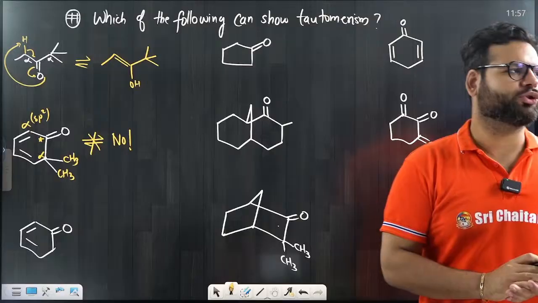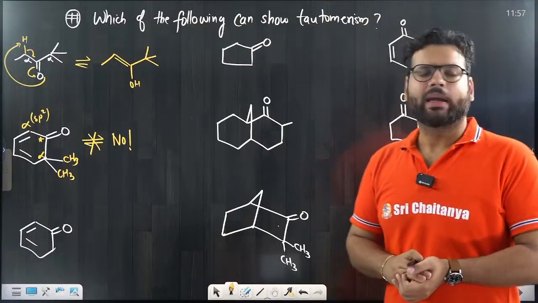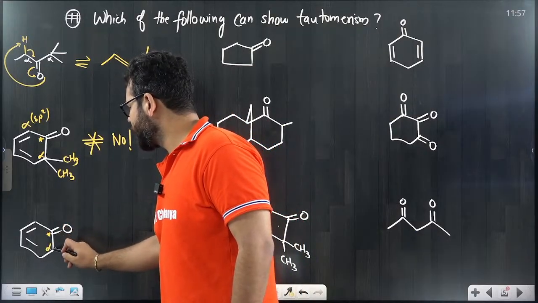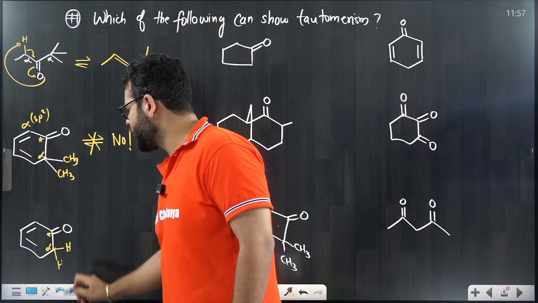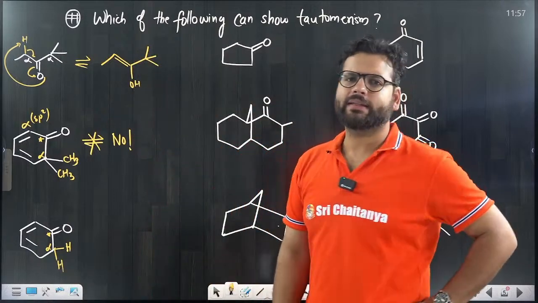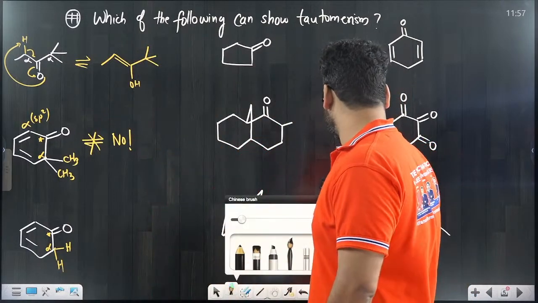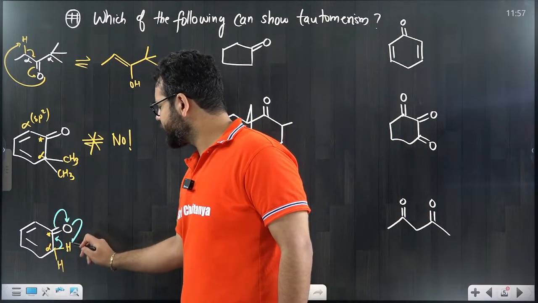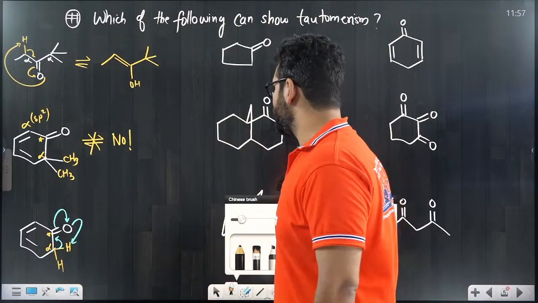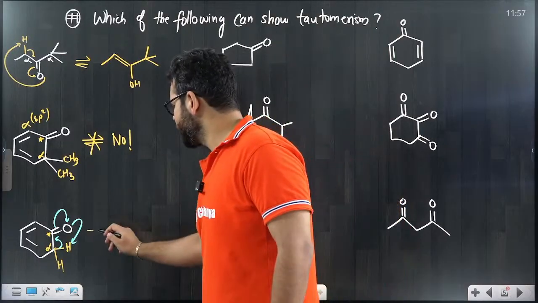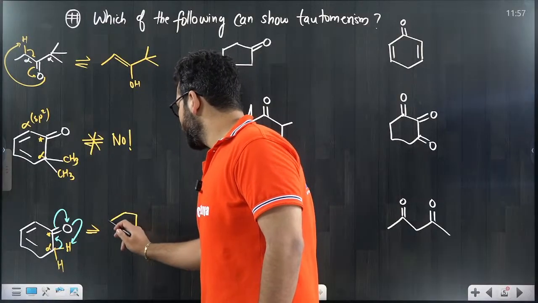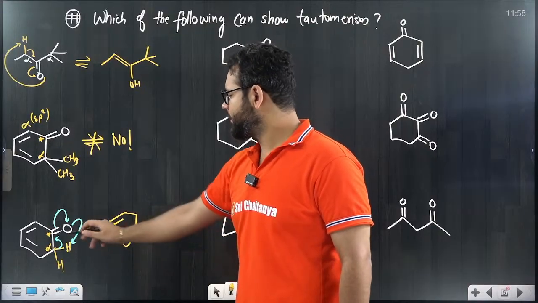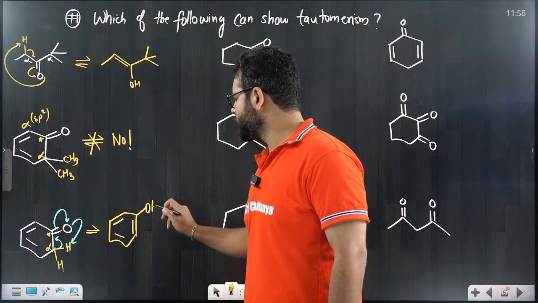Okay, first one can show, but second one cannot show. Can the third one show? Yes, sir. This is the star carbon, this is the alpha carbon. Alpha carbon is sp3 and it carries hydrogen, so we can do the shifting. Sigma becomes pi, pi becomes minus, minus takes the H plus. So yes, it can show tautomerism. Its other tautomer will look like this, which is nothing but phenol. Pi here, pi here. This sigma became pi here. O became OH. This is phenol.